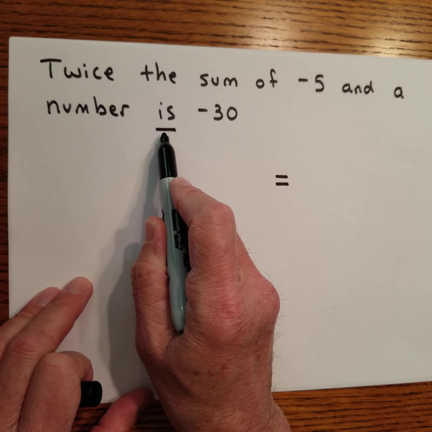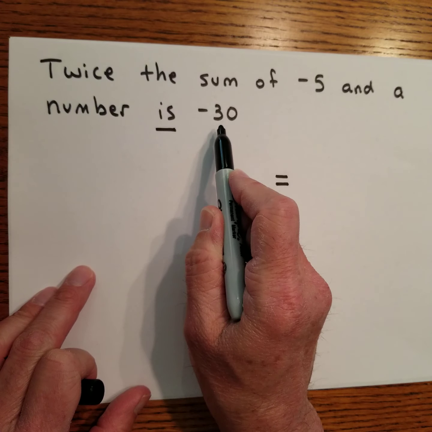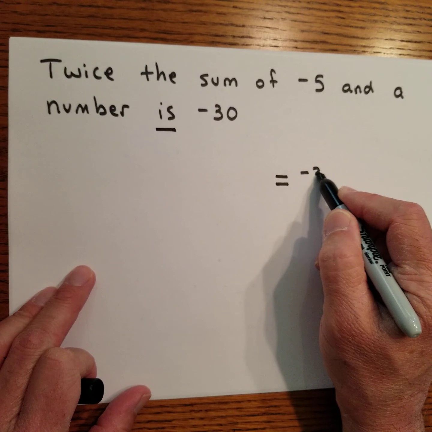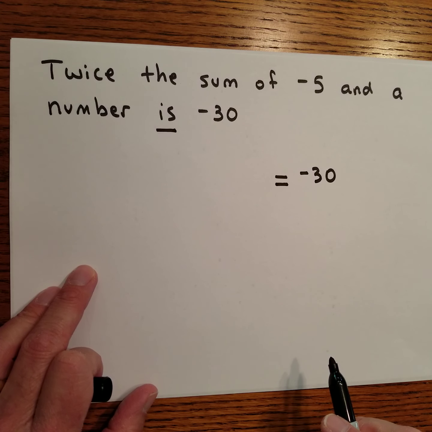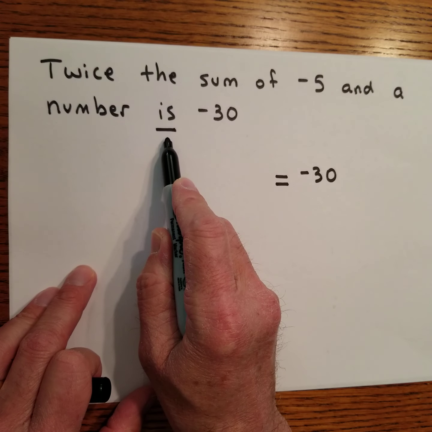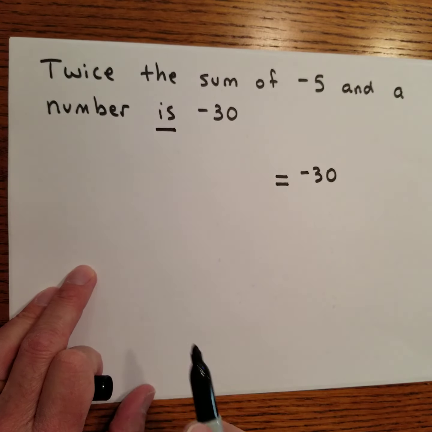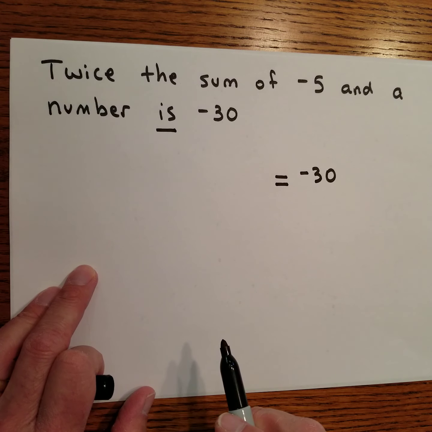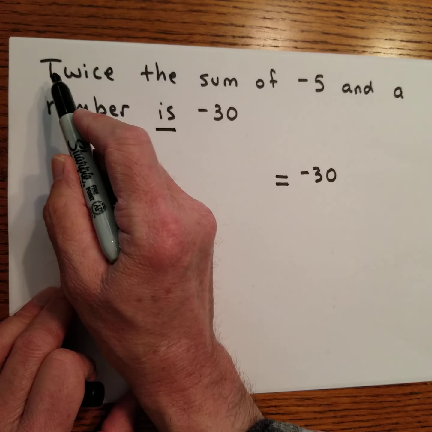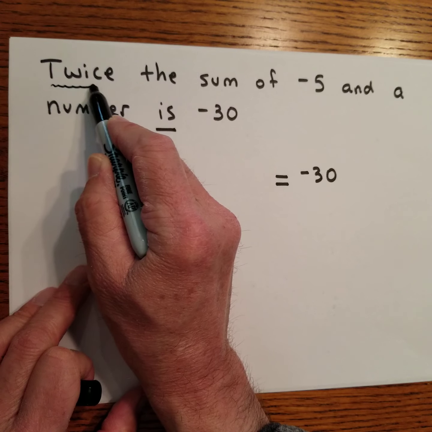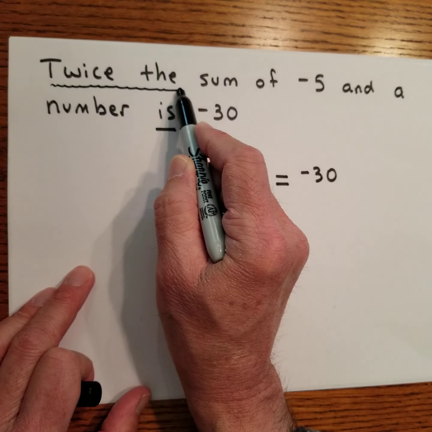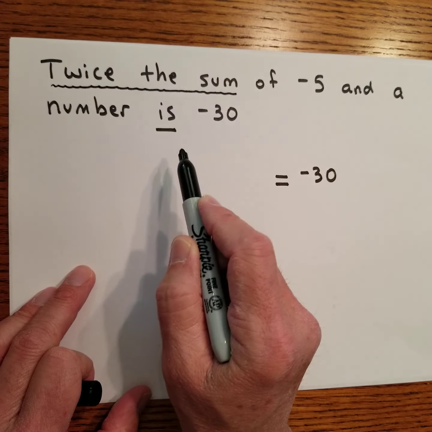Now, the only thing that comes after the equal sign is -30. Let's put that in our equation. Now go back and read the things that come before the equal sign and find the phrase that tips us off that we need parentheses. Twice the sum. Just that much. Let's read that phrase and stop.